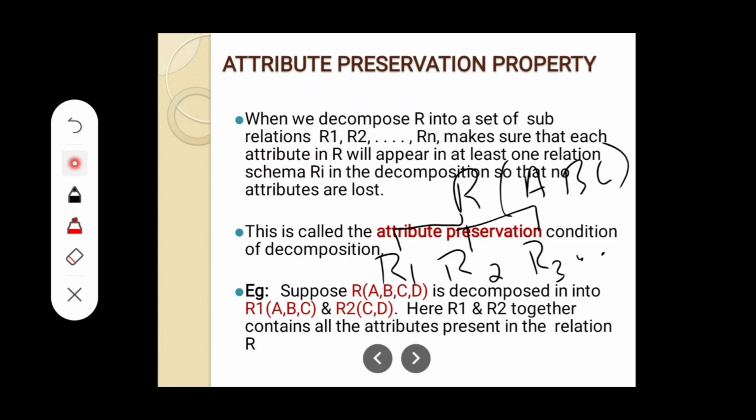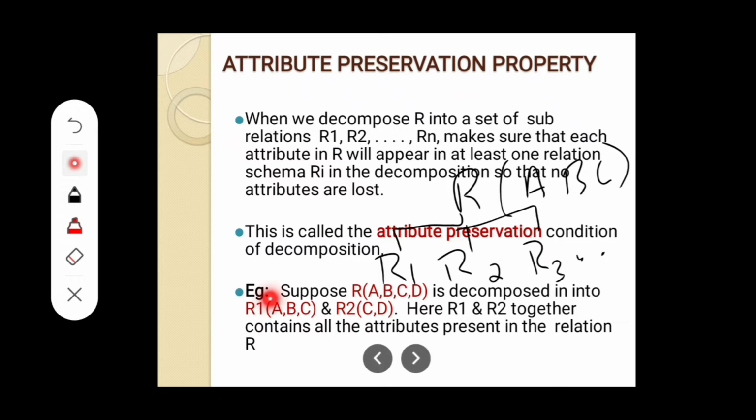When we decompose, the attribute must not be lost. That must be retained. That is important. Clear? This is called attribute preservation property. Clear? So this is called attribute preservation condition or condition of decomposition.